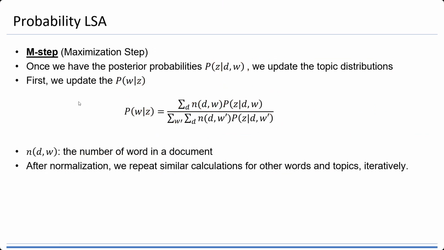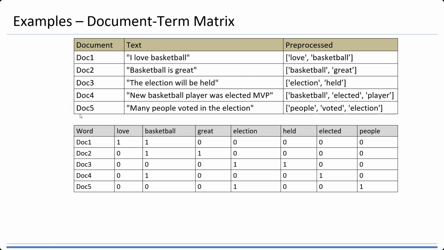So let's say we have this document matrix. We have document one, "I love basketball," and after pre-processing, say stopword removal and lemmatization, we have "love basketball." Then "basketball is great" becomes "basketball great." "The election will be held" becomes "election held," and so on. So this is the document matrix. In document one, we have love, basketball, and zero for the others. In document two, we have love zero, basketball, great, and the others zero, and so on.